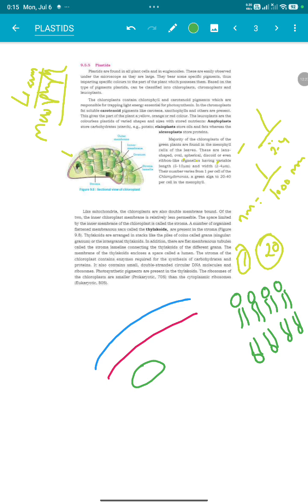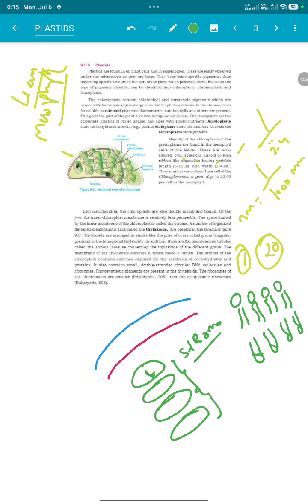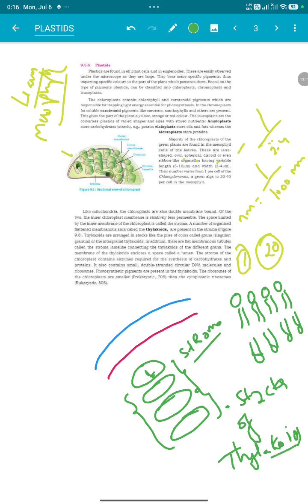The space limited by the inner membrane of the chloroplast is known as stroma. The space inside the thylakoid is the lumen. Thylakoids will be present in stalk-like structures. These thylakoids will be round and present one after another. So we call them stacks of thylakoids. In addition, there are flat membranous tubules called stroma lamellae connecting the thylakoids of different grana.